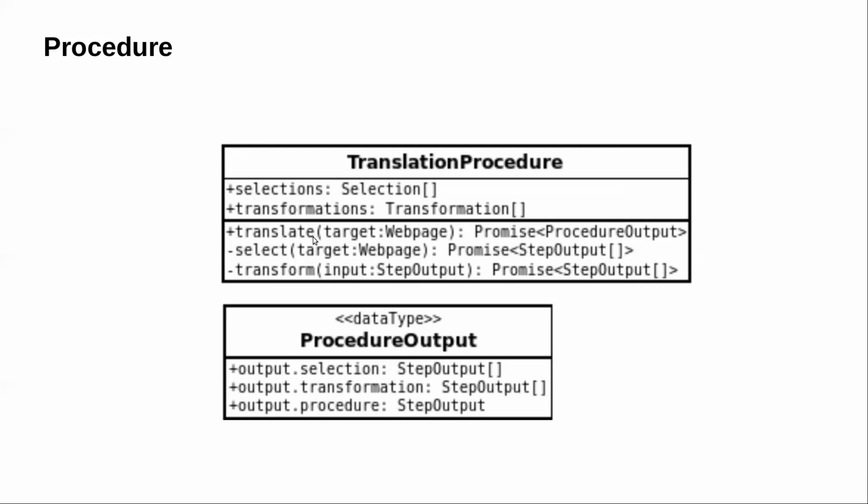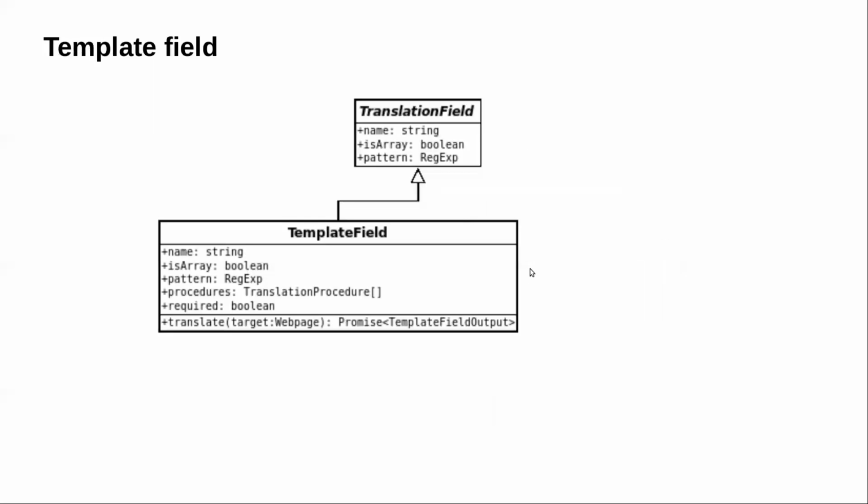Mainly what the translate method of the translation procedure does is it calls the select method of all selection steps. It does that in parallel because the order in which we apply them doesn't change the result. And then it calls the transform method of the series of transformation objects in sequence. First the first one, then the second one, and the output of the last one is the procedure output. Let's go a little bit upwards. We have translation procedure. Now we have template field.